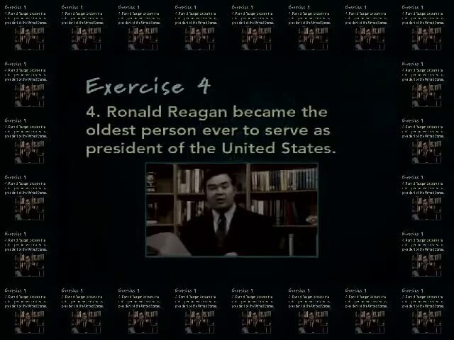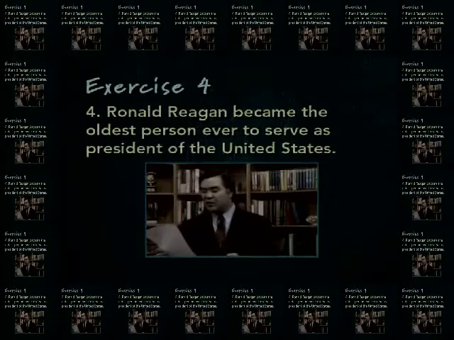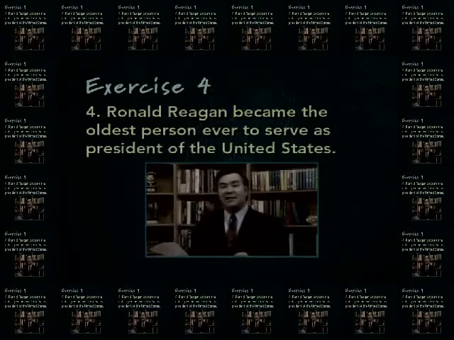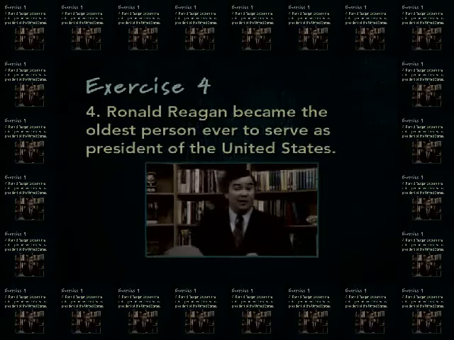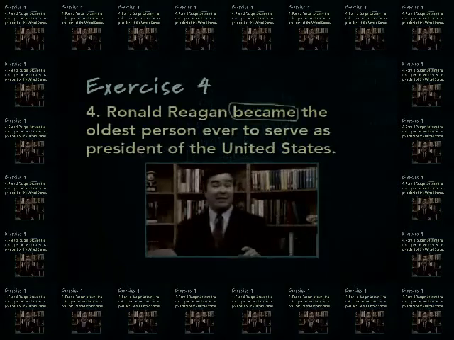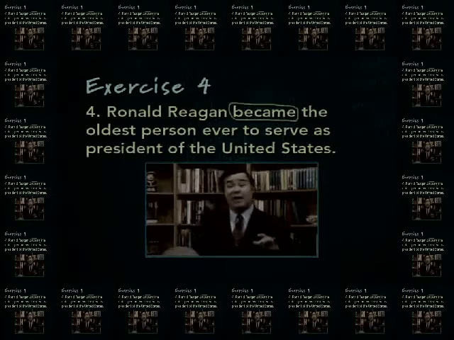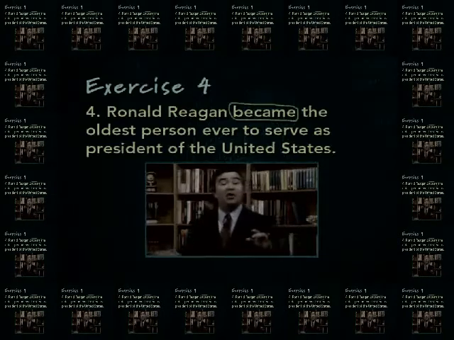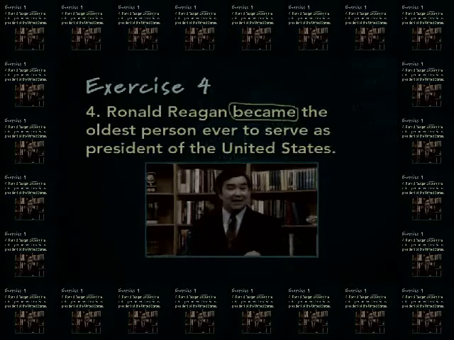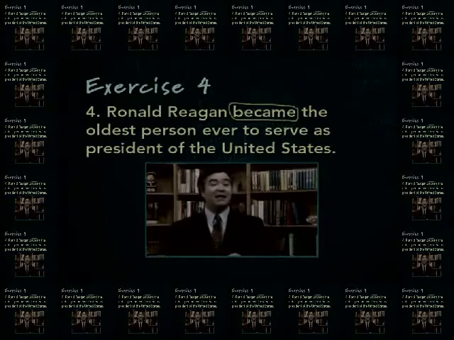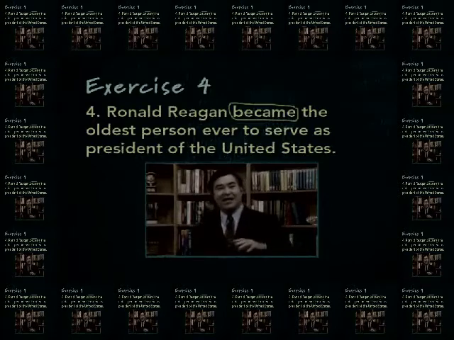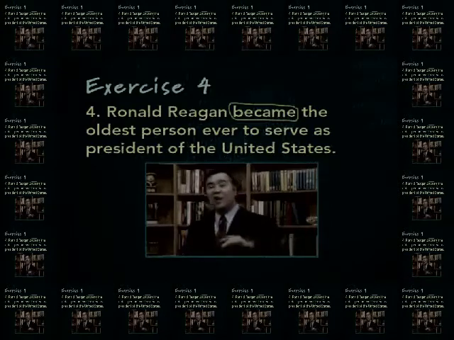Next, Ronald Reagan became the oldest person ever to serve as President of the United States. What's the verb here? The verb is became, and the subject is Ronald Reagan. So we're being told in this sentence what Ronald Reagan became. Now, became in this sentence is, again, being used as a linking verb. What follows it is what Ronald Reagan was.